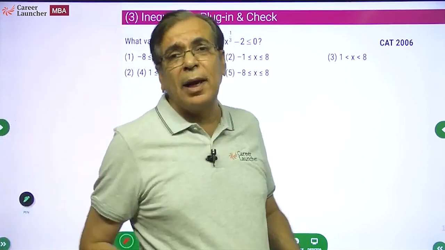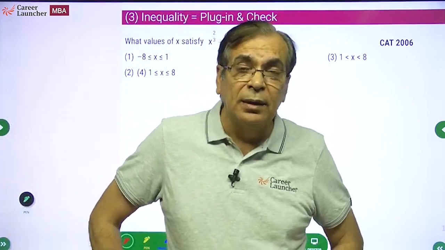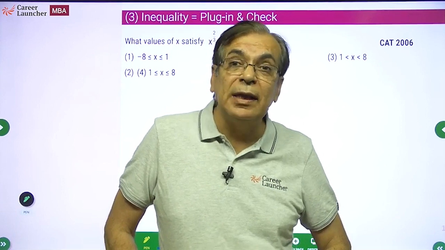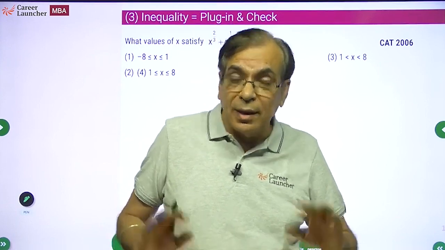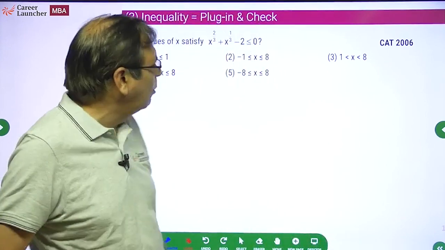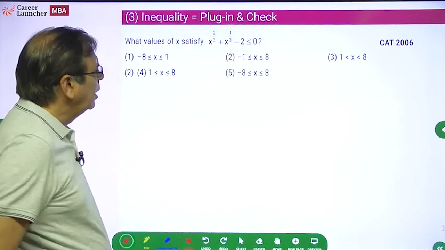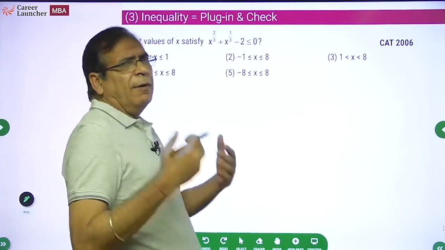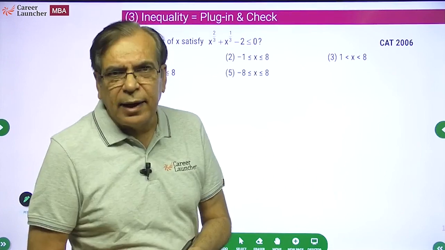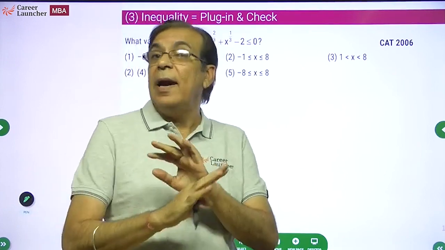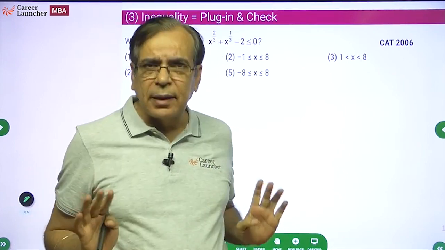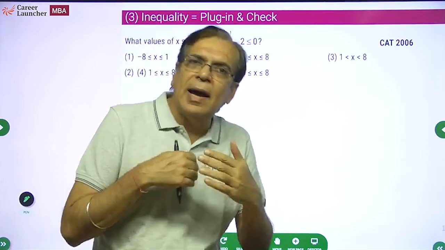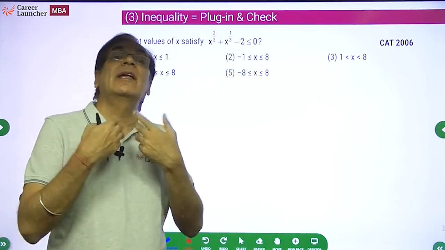But what value of x should we put? Again the same thing. Take a value of x which is easy to calculate and which is the most comfortable, convenient and easiest, obviously 0. But why are we doing this? I am doing that if x equal to 0 satisfies, then whichever choice does not have x equal to 0, that choice has to be incorrect. And whichever choice has x equal to 0, that choice can be correct.